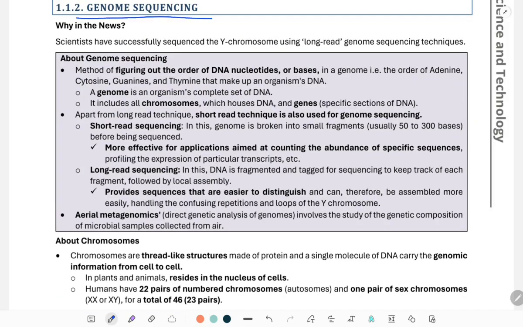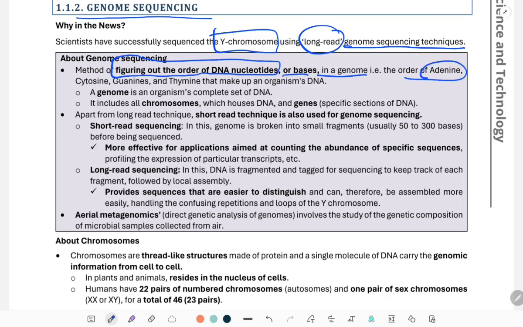Next, genome sequencing. Scientists have successfully sequenced the Y chromosome using long-read genome sequencing techniques. Genome sequencing is a method of figuring out the order of DNA nucleotides or bases in a genome, that is, the order of adenine, cytosine, guanine, and thymine that make up an organism's DNA. A genome is the complete set of DNA of an organism and includes all chromosomes, which house DNA and genes.